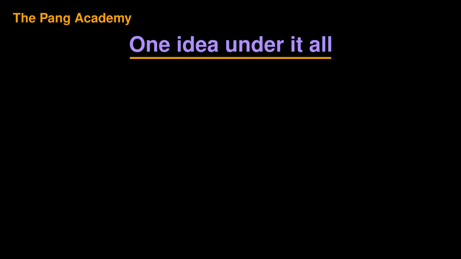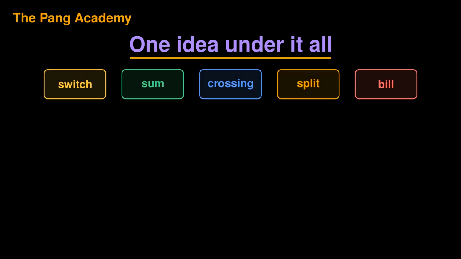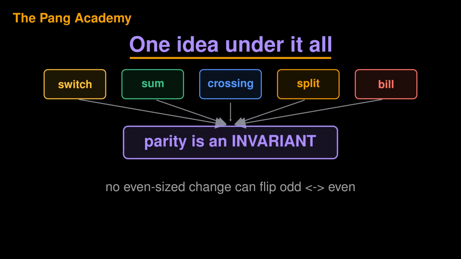Look back at all of them. A switch, a sum, a crossing, a split, a receipt. Underneath, they were the same move. Odd and even only change in fixed ways, and no even-sized change can ever turn odd into even. Something that holds like that has a name, an invariant. You read it instead of chasing the number.